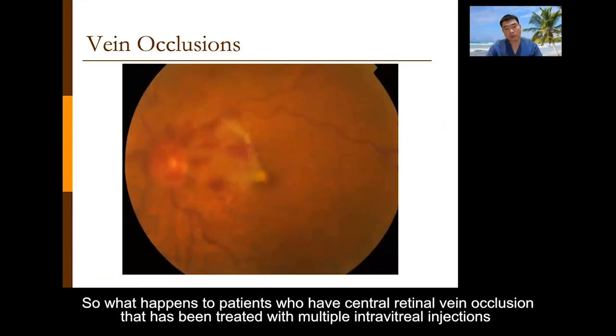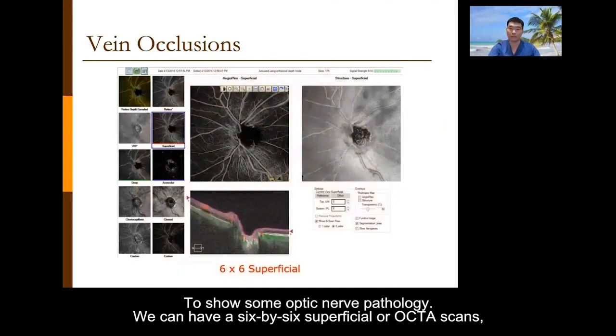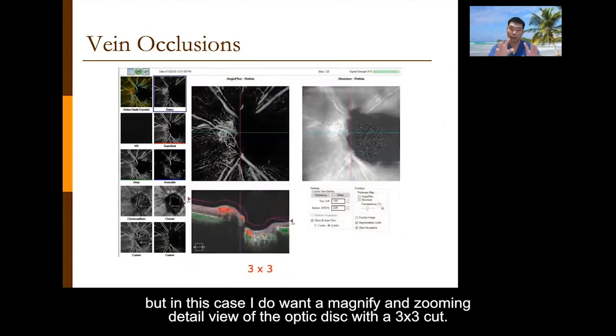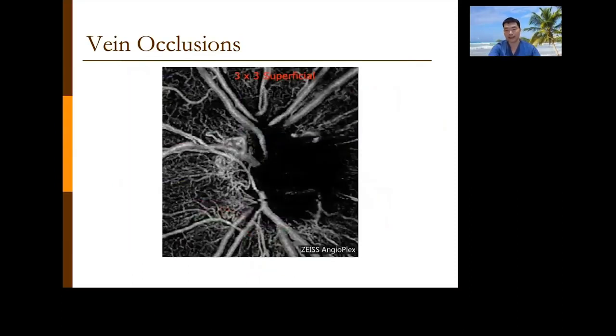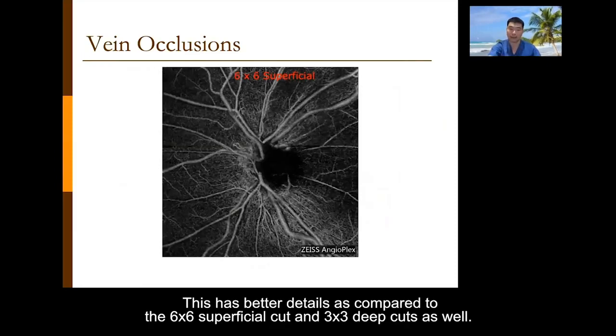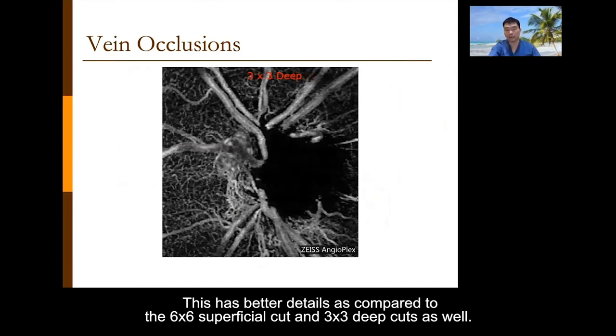So what happens to patients who have central retinal vein occlusion that has been treated with multiple intravitreal injections as well as panretinal photocoagulation? Here they develop collaterals over the disc. Just to show some optic nerve pathology again, we can have a 6x6 superficial OCTA scan, but in this case I do want a magnified, zoomed-in detailed view of the optic disc with a 3x3 cut. Again, a magnified view of the 3x3 superficial slab has better detail as compared to the 6x6 superficial cut. Again, the 3x3 deep cuts as well.